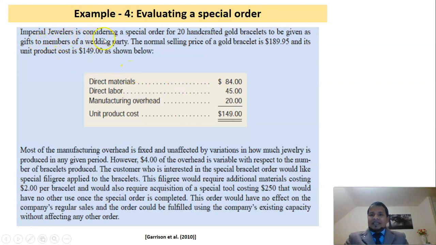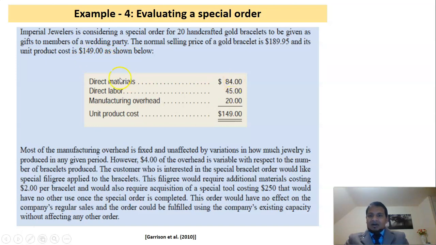Imperial Jewelers is considering a special order for 20 handcrafted gold bracelets to be given as gifts to members of a wedding party. The normal selling price of a gold bracelet is $189.95, and its unit product cost is $149.